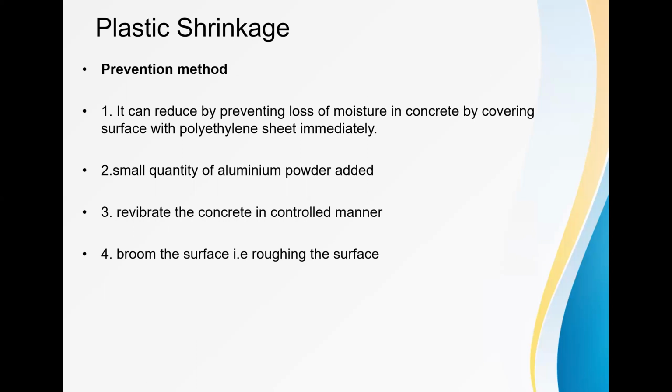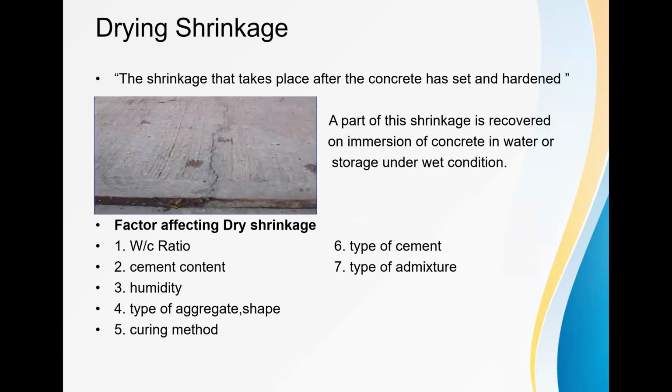Then how do we prevent plastic shrinkage? It can be reduced by preventing the loss of moisture in the concrete, either by covering it immediately with polyethylene sheets, and also by adding some quantity of aluminum powder. In some places, if shrinkage occurs, revibrating the concrete can be done in a controlled manner. Also, in practice, we do broom finishing, roughening the surface, to prevent plastic shrinkage.